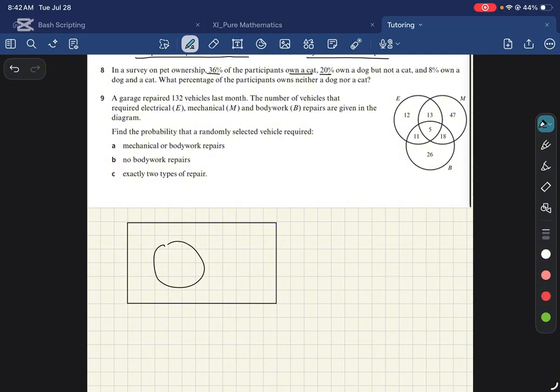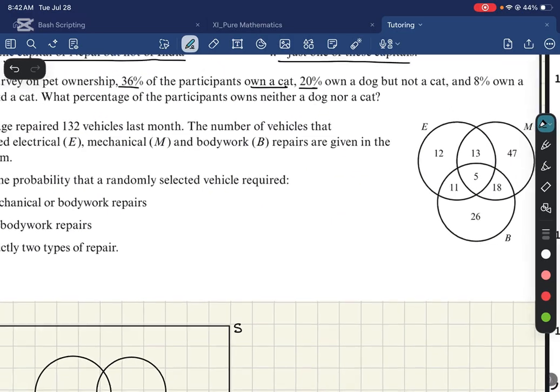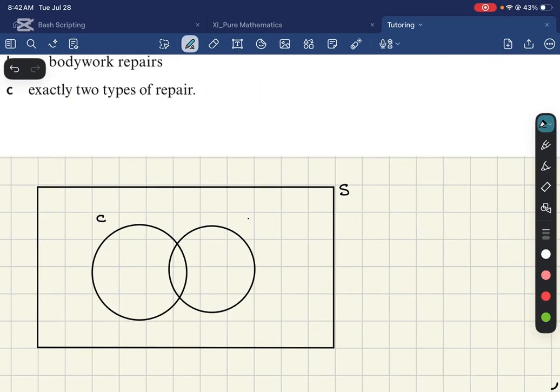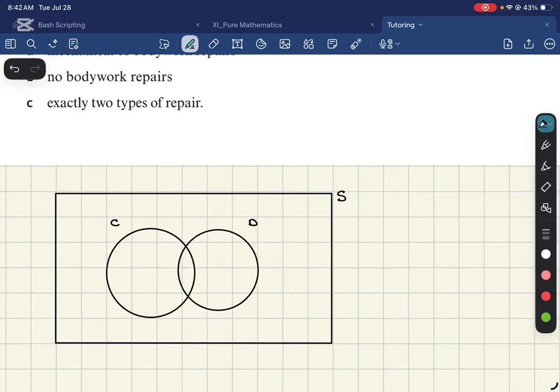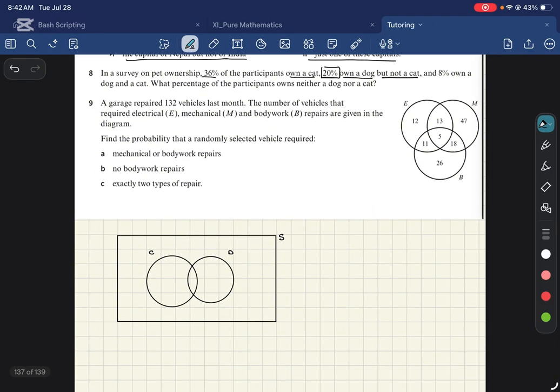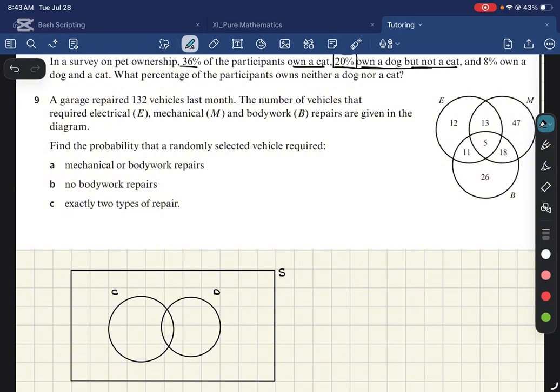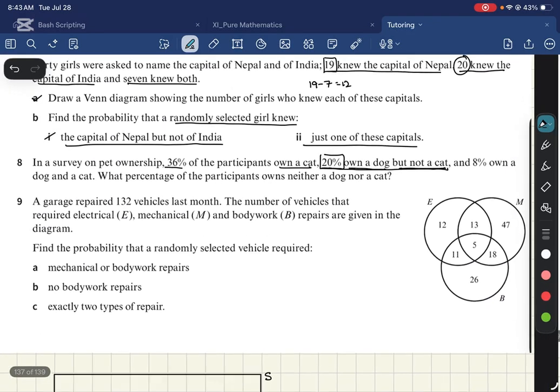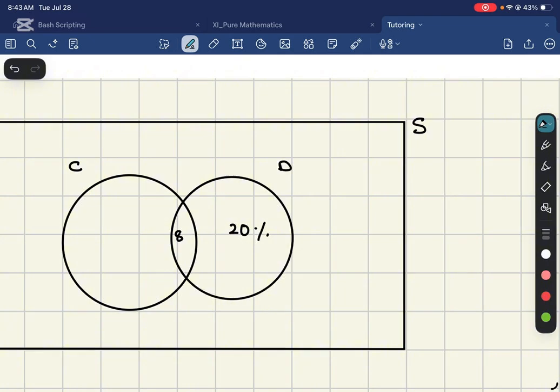All right, so we have a Venn diagram. We draw our circles. This is our sample space. It says 20% own a dog, but not a cat. So let's say this first circle is cat, the second circle is dog. You can draw the dog circle first as well, it doesn't matter. So I'm going to put the 20% here, because they don't own a cat, but they own dogs. 8% own both a dog and a cat.